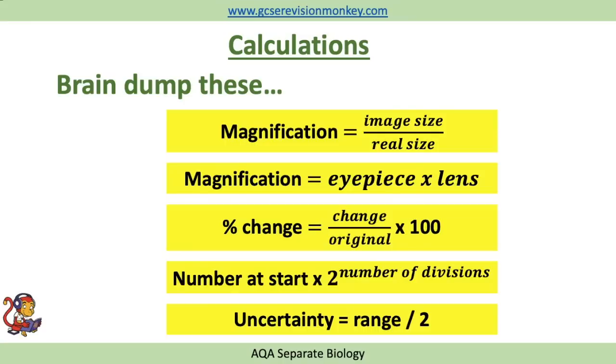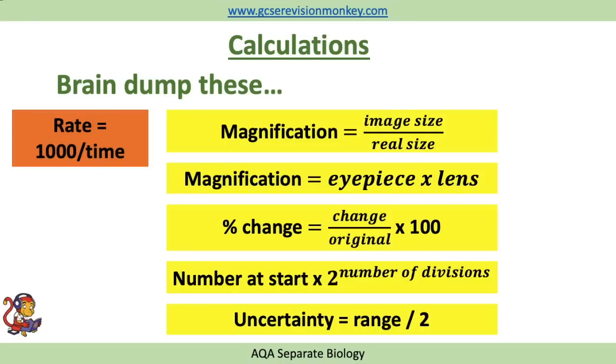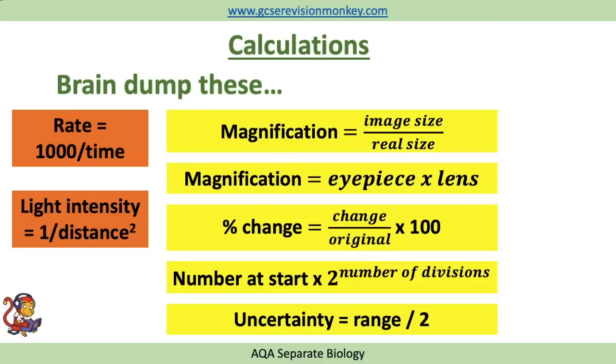And a couple of other ones that I'll put to the side here. Occasionally you'll need this rate equation, not very often, but sometimes you'll need to calculate rate using the equation 1000 divided by time. And also this higher only equation linked to light intensity, which is light intensity is equal to 1 divided by distance squared. So I recommend you learn these on post-its and then brain dump them as soon as you get into the exam.